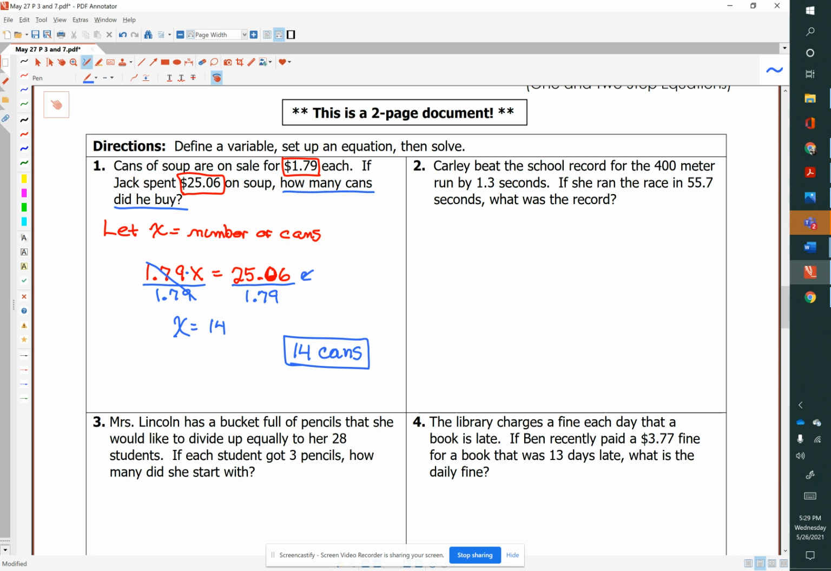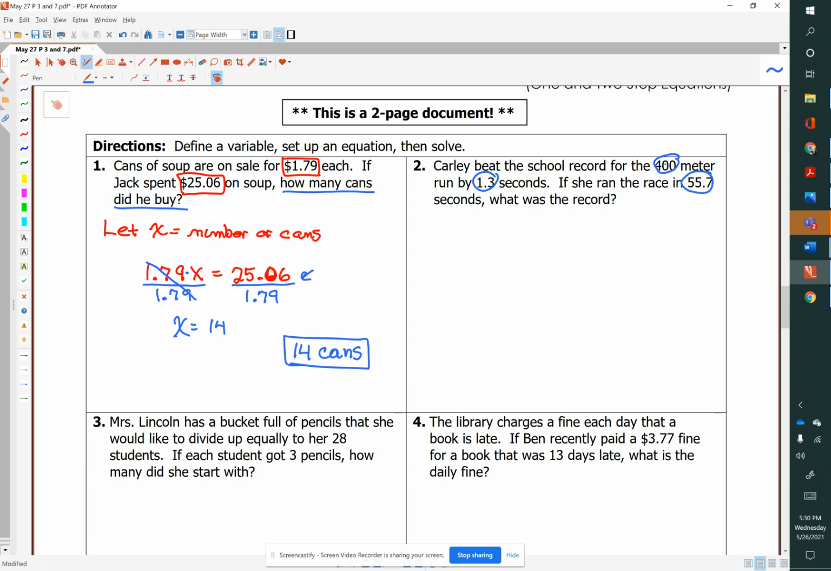Our next problem is about Carly, who beat the school record for the 400 meter by 1.3 seconds. If she ran the race in 55.7 seconds, what was her record? What was the record? So there was a record, then she beat it by 1.3 seconds. So she ran faster, which means a shorter amount of time. And the question is, what was the record? So here's the thing. You have 3 numbers here, 400, 1.3, 55.7.